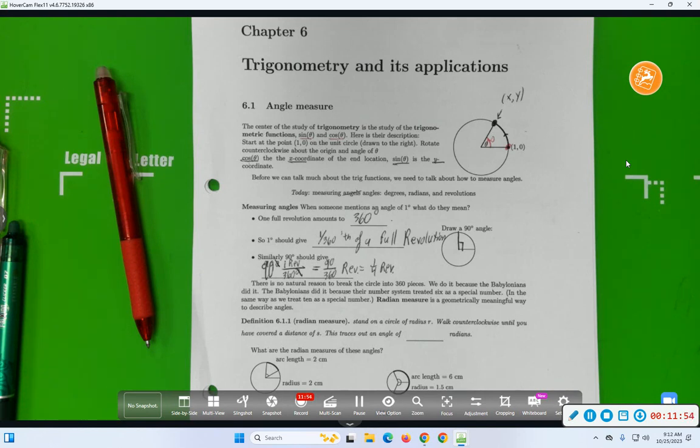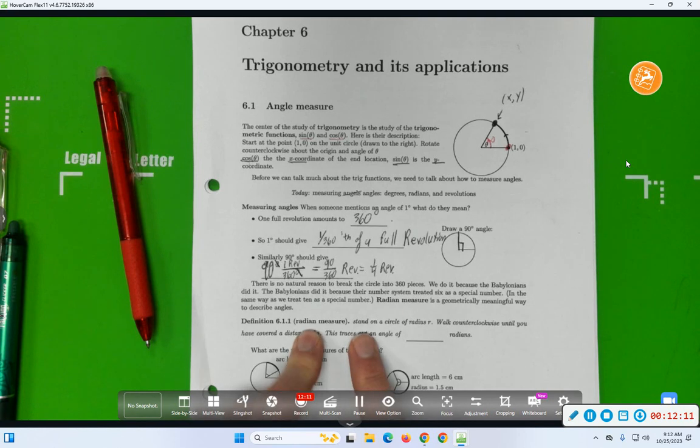I'd like to next give a way of measuring angles which does have a reasoning behind it. I'm not going to arbitrarily say 1 unit is this fraction of a circle. I'm going to do some geometry to define these angles. Let's talk about radian measure.